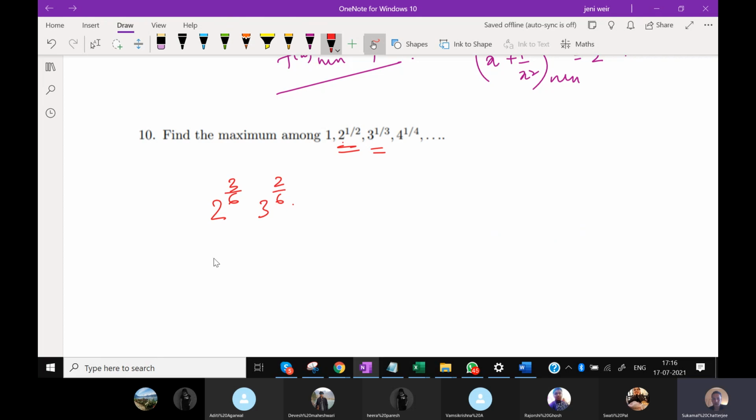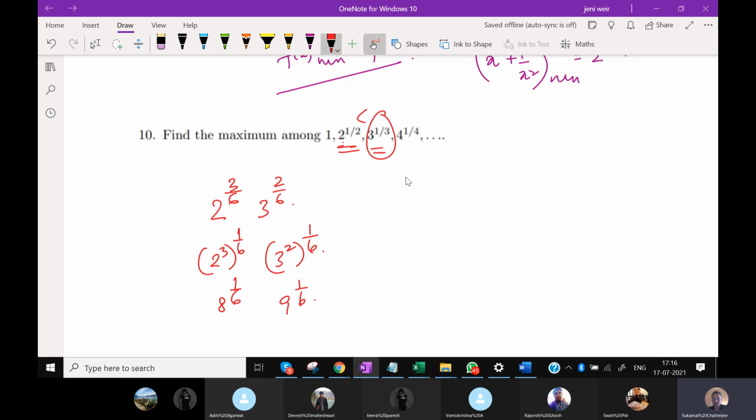So this can be written as 2 to the power 3 whole to the power 1 by 6 and 3 to the power 2 whole to the power 1 by 6. That means this is 8 to the power 1 by 6 and 9 to the power 1 by 6. So 3 to the power 1 by 3 is greater than 2 to the power 1 by 2.